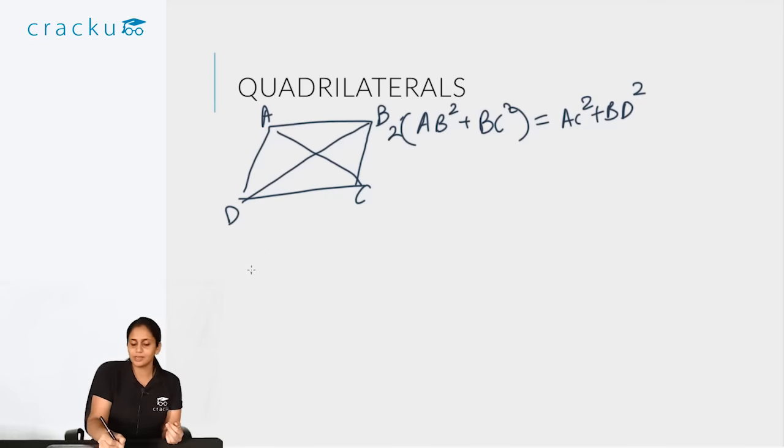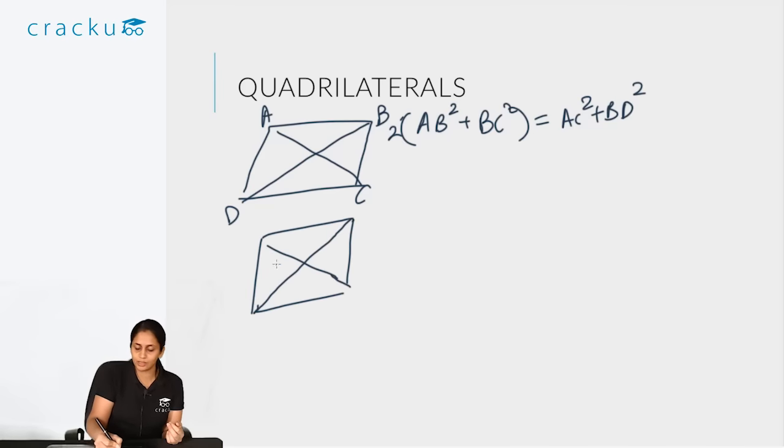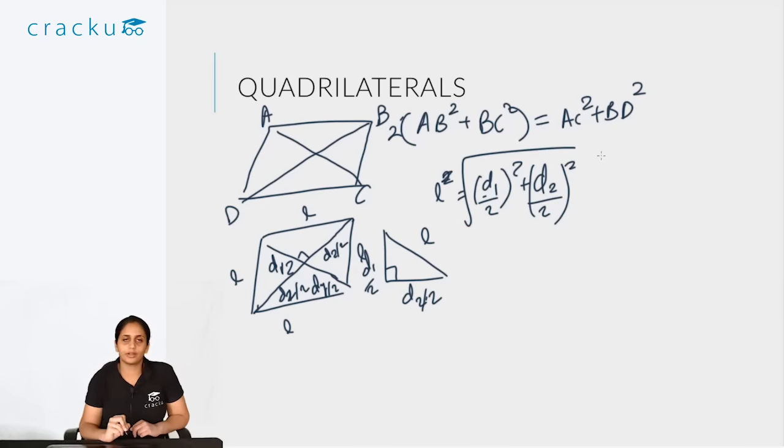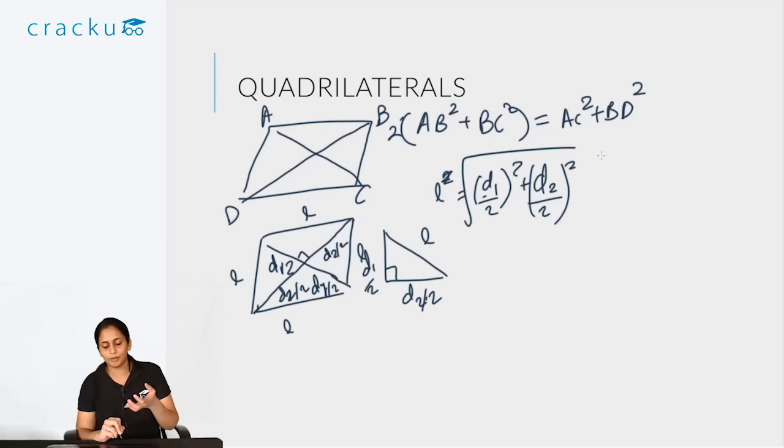As I had mentioned earlier, in a rhombus the diagonals intersect each other at right angles and they also bisect each other. So this is d1 by 2 and this is d1 by 2, and this is at 90 degrees, and this will be d2 by 2 and this is d2 by 2. And these four sides are of equal length. So if you consider this particular triangle, this is L, this is d1 by 2, this is d2 by 2 and this is 90 degrees. By Pythagoras theorem, L square is equal to d1 by 2 the whole square plus d2 by 2 the whole square. So the length of one side of a rhombus is equal to the square root of half of one diagonal squared plus half of the second diagonal squared. So these are the basic properties of parallelograms and rhombus.